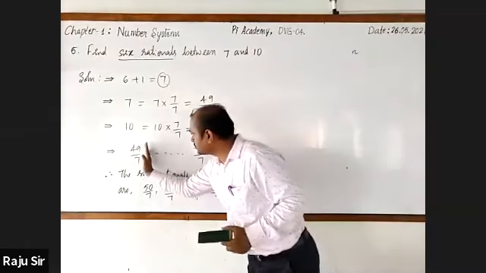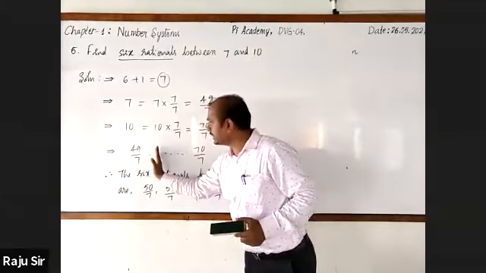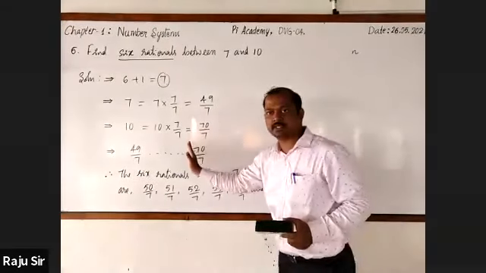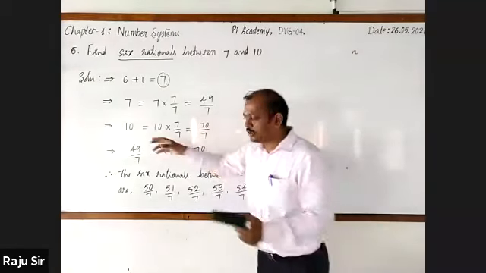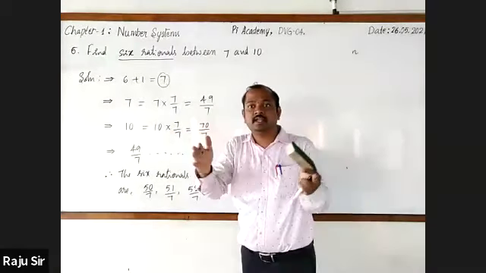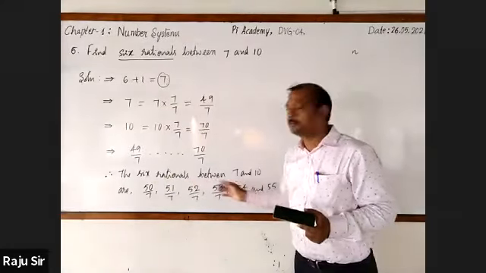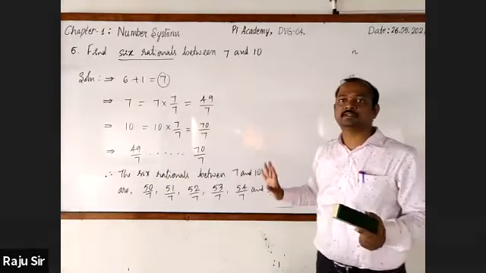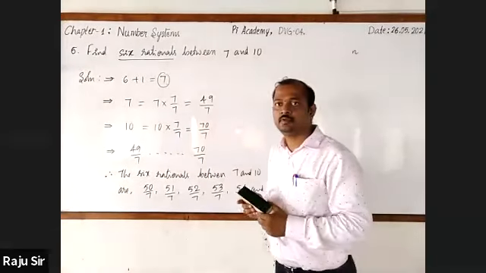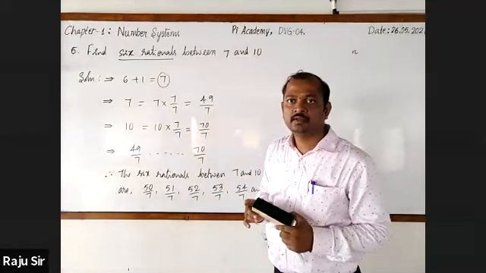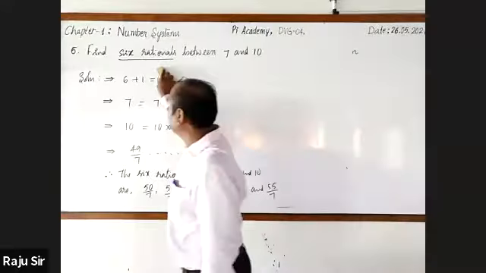We want the numbers between these two, excluding 49 by 7, nothing but 7, and 70 by 7, nothing but 10. Whatever other numbers are there inside these two are to be taken. Many are there, but we have to take any 6. I have taken the first 6 rationals. Any more doubts? No, sir. Okay. Now I'll go for taking another.